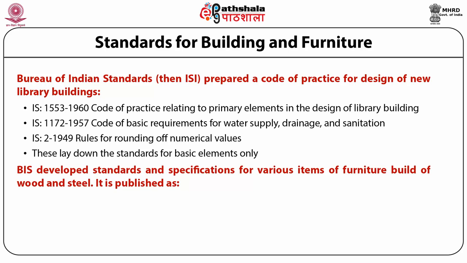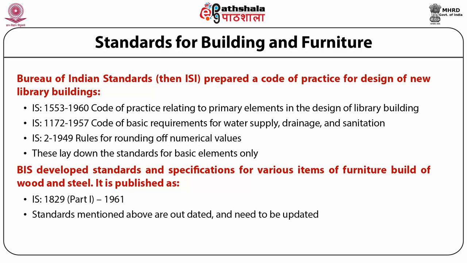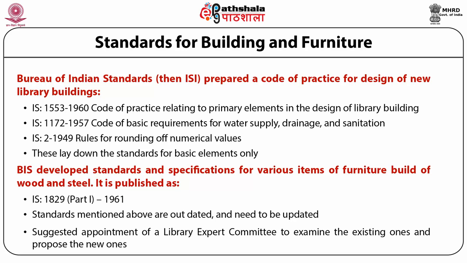BIS developed standards and specifications for various items of furniture built of wood and steel. It is published as IS 1829, Part 1, 1961. Standards mentioned above are outdated now and need to be updated. It is suggested that a library expert committee should be appointed to examine the existing standards and propose new ones so that proper furniture and equipment for the college library could be made available.